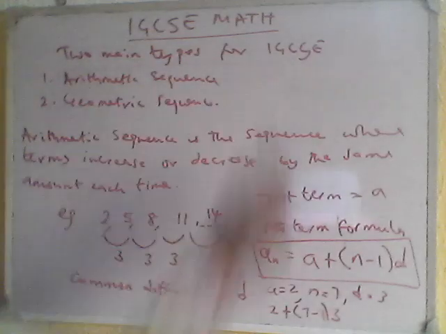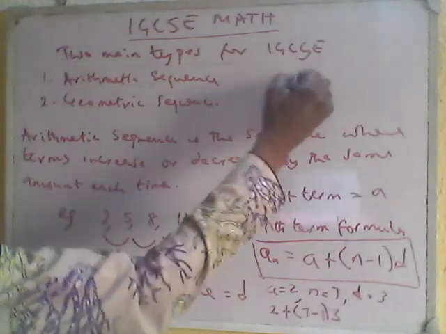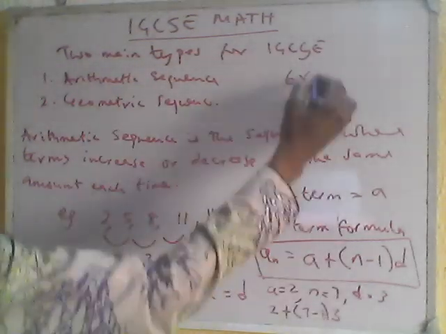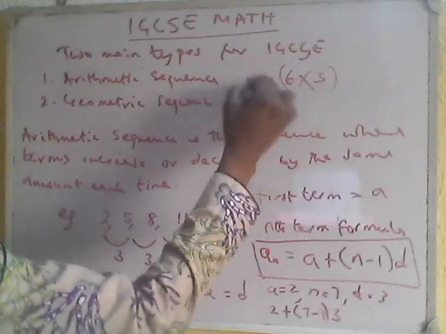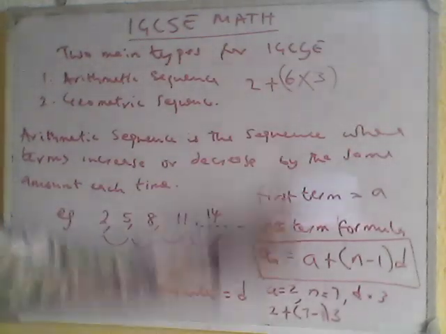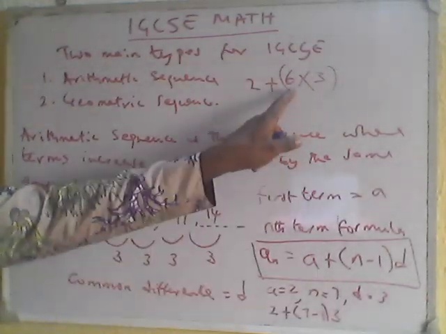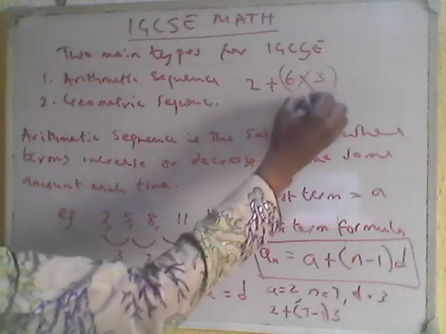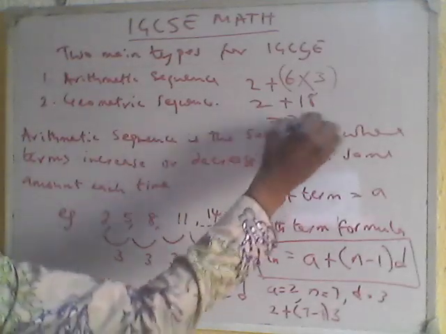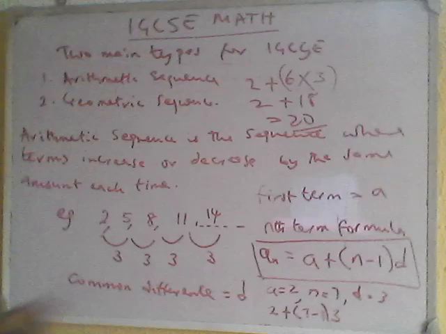Okay, let me put it up here. 7 minus 1 is 6, right? Times 3 and plus 2, right? I'm just trying to solve this here. 7 minus 1 is 6. 6 times 3 is 18. 18 plus 2 is 20. All right, so 20 is the answer. 20 is the seventh term.